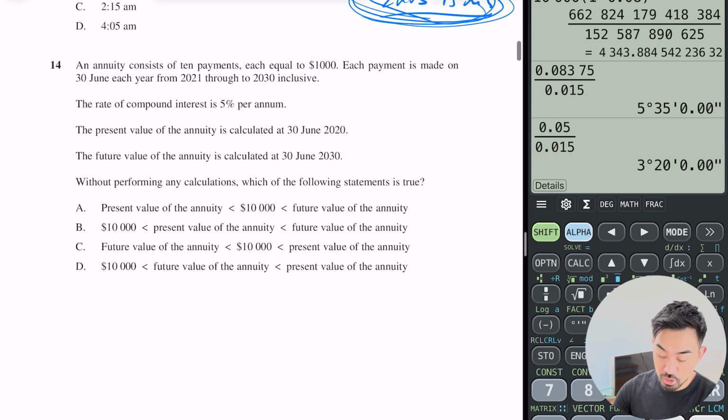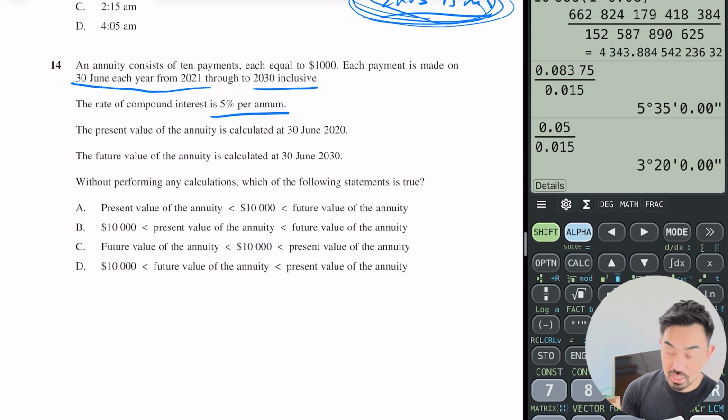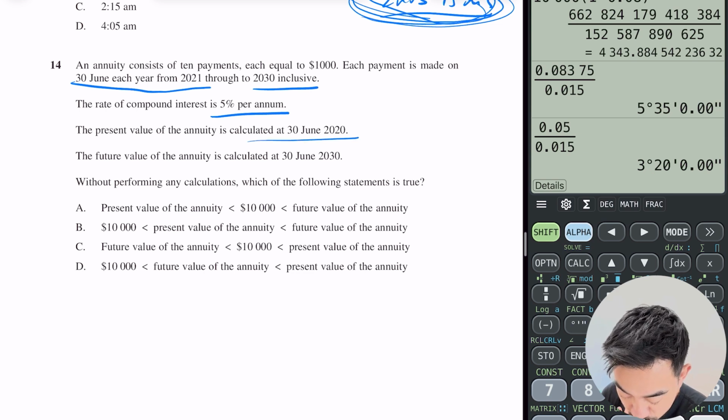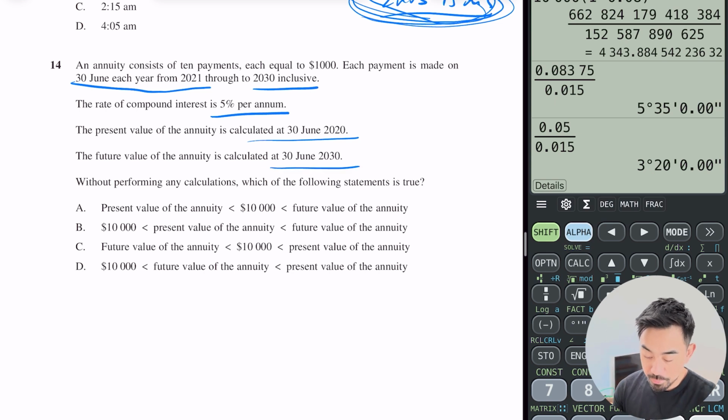Question 14. An annuity consists of 10 payments, each equal to $1,000. Each payment is made on the 30th of June each year from 2021 through to 2030. Compound interest rate is 5% per annum. The present value of the annuity is calculated at 30th of June 2020, and the future value of the annuity is calculated at 30th of June 2030. Without performing any calculations, which of the following could be true?